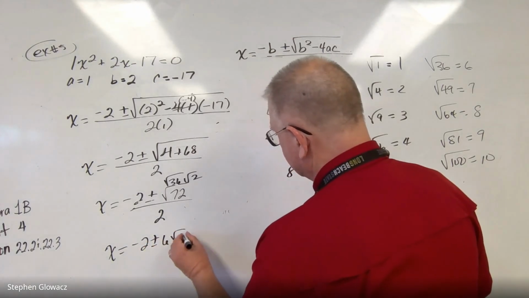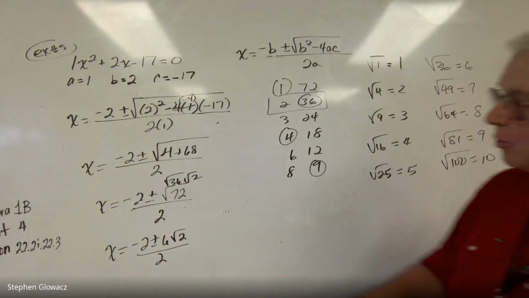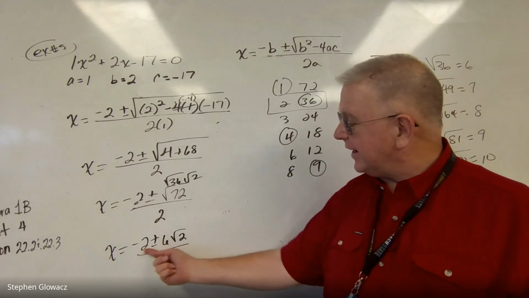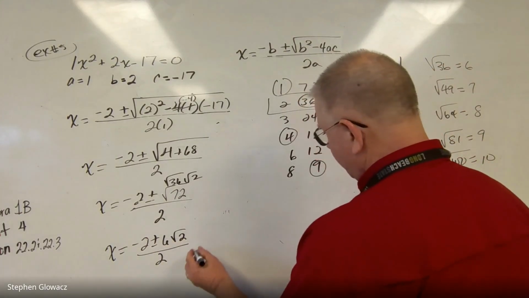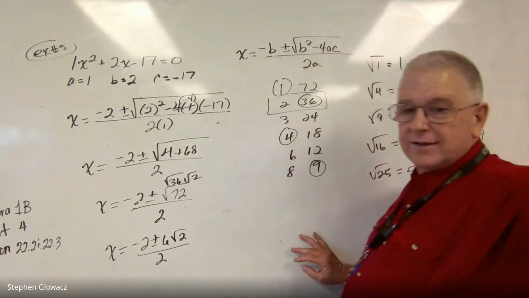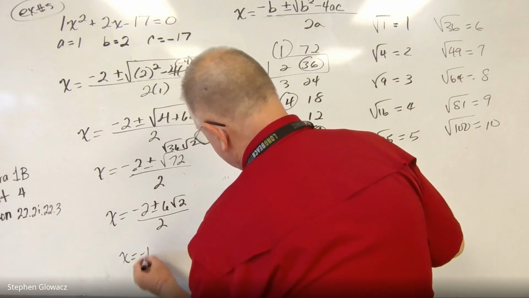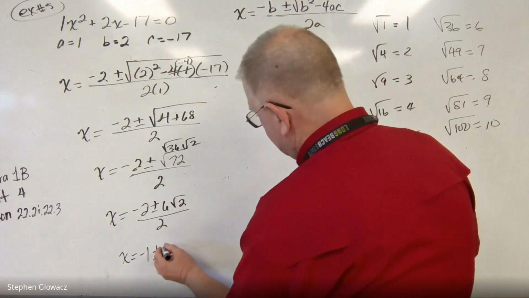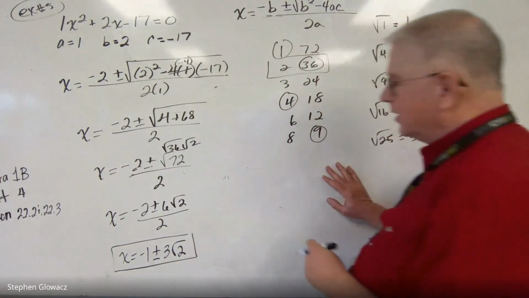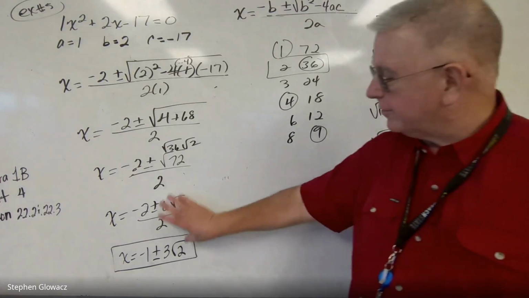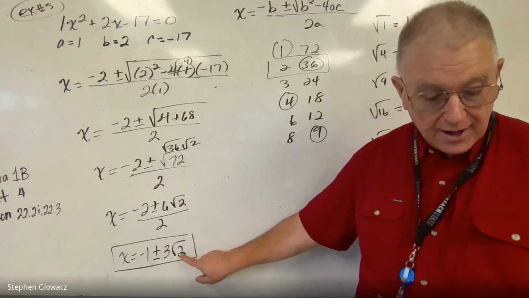And so we have 6 radical 2 over 2. Now, we're almost done. One more step. What this fraction bar means is we have to divide each term here by 2. So we have negative 2 divided by 2. Let's see if we can squeeze that down there at the bottom. Negative 2 divided by 2 is negative 1, and then 6 divided by 2 is 3. So our final simplified radical and simplified fraction is negative 1 plus or minus 3 radical 2.